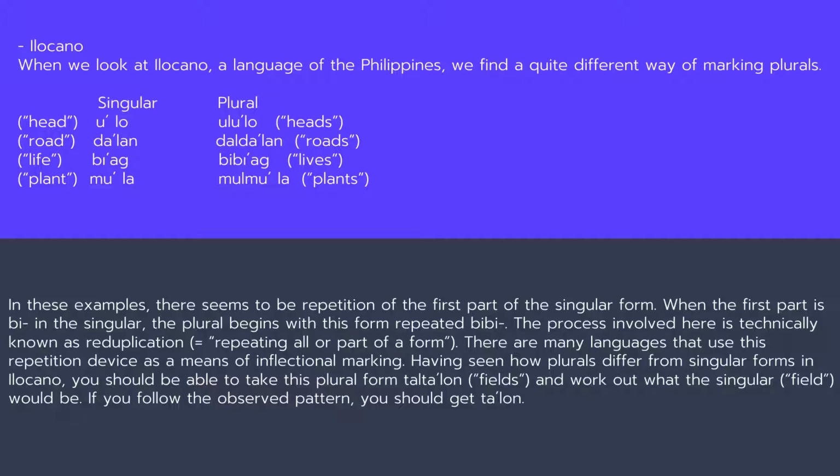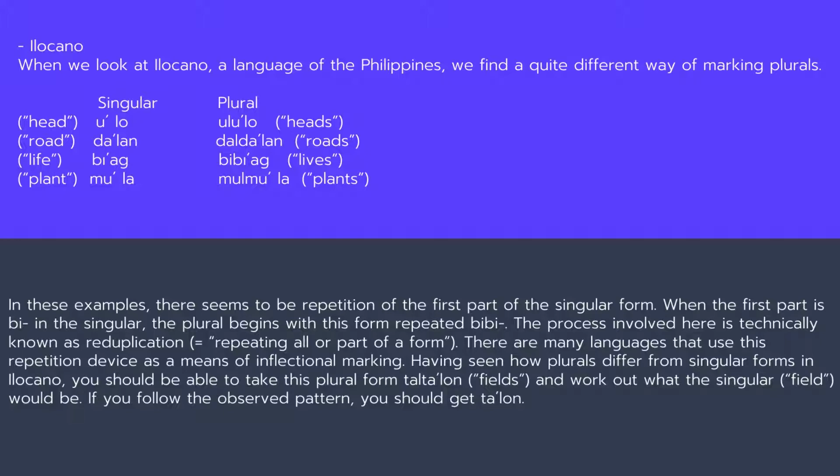Ilocano. When we look at Ilocano, a language of the Philippines, we find a quite different way of marking plurals. Singular, head, ulo; plural, ululo, heads. Singular, road, dalan; plural, daldalan, roads. Singular, life, biag; plural, bibiag, lives. Singular, plant, mula; plural, mulmula, plants.